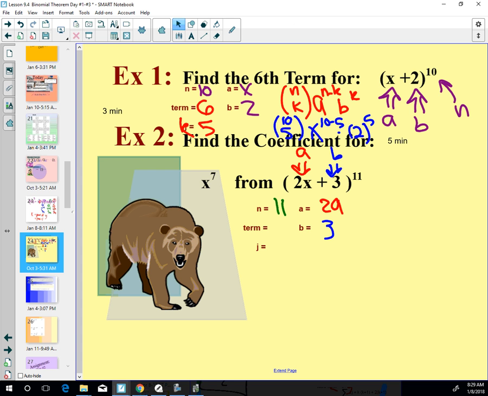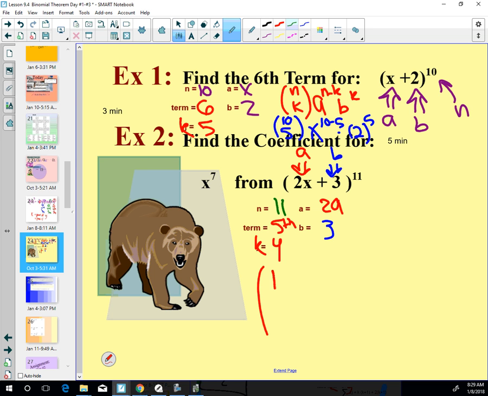Which term is it? 5th. Yep, one more time. Start with x to the 11th, then it's going to go down: 10, 9, 8, 7. So the term is the 5th. What's k going to be? k is going to be 4, the term minus 1.